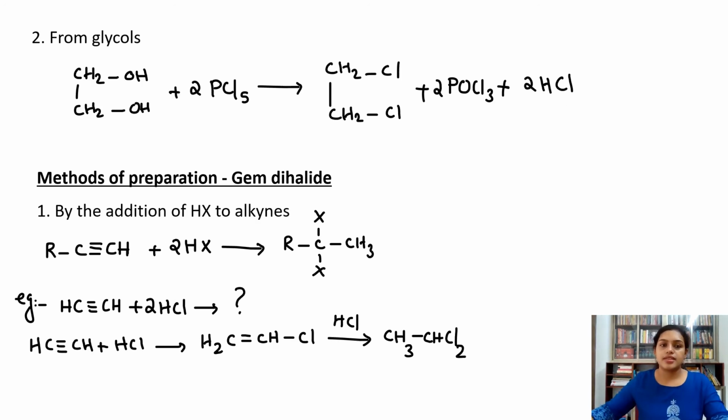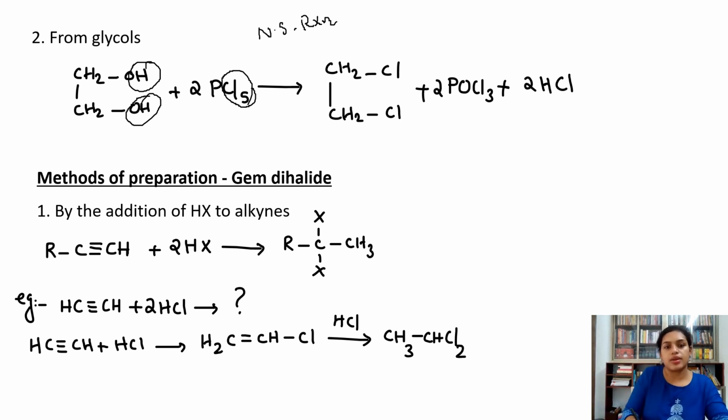The second preparation is the treatment of PCl5 with ethylene glycol, with glycols. This is a simple nucleophilic substitution reaction in which both the OH hydroxyl groups are replaced by the halogen atoms present. So you will be getting a vic dihalide.